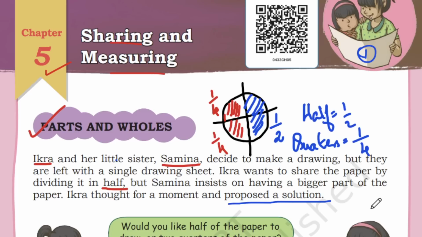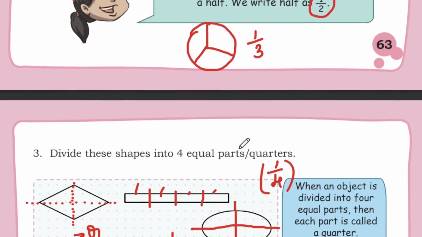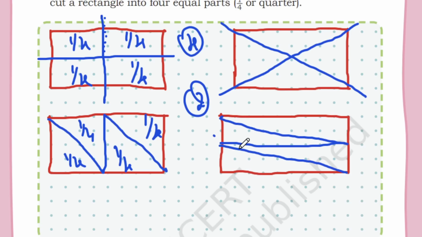So today we are going to see the part 2 video of class 4 maths, chapter number 5, sharing and measuring. Part 1 video is already completed. If you missed it, watch it and then come back for the part 2 video.